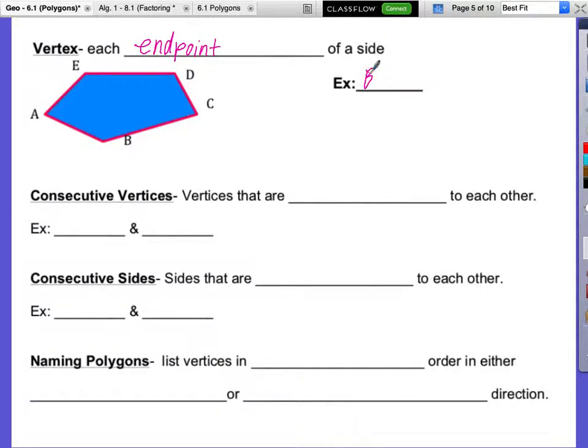B would be a vertex. Somebody give me another one. E. C, cool. E, D, A. Any of those letters are vertices. Every single one of them is the endpoint of one of the sides. It's a point of that polygon.